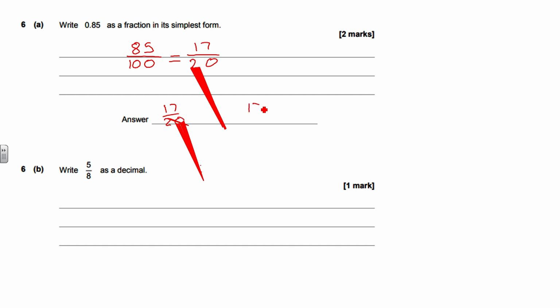On text effects. Let's try it out. 17 over 20. Write 5/8 as a decimal. So the trick to doing this really would be to divide 5 by 8 in the bus stop.